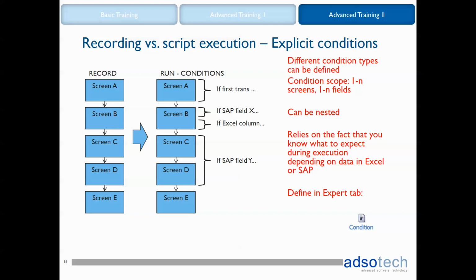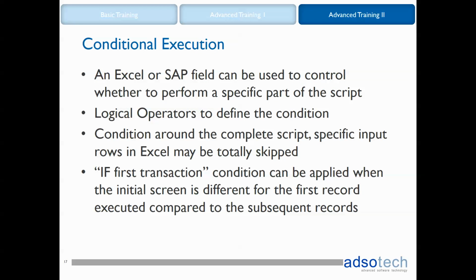Whenever we define an if condition, we need to use the Expert tab in the mapper. There's an if condition button that we can use to create all kinds of different conditions. So we're using an Excel or SAP field to control whether to perform a specific part of our script. You have different logical operators that you can use to define your condition so that it meets your requirements at that point.